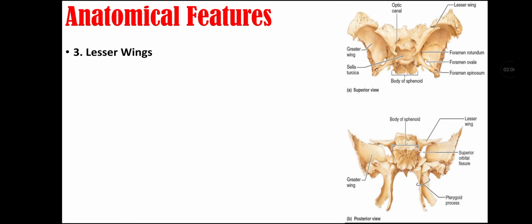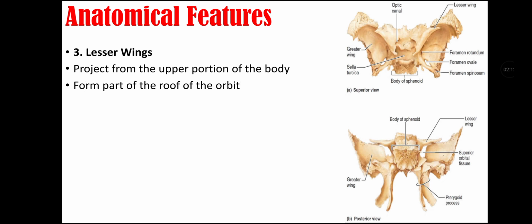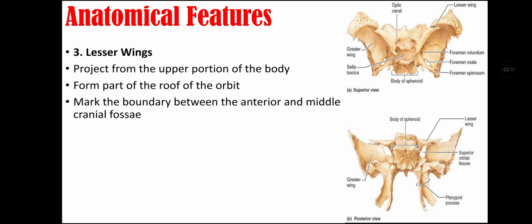Third part is lesser wing of the sphenoid bone. It projects from the upper portion of the body. It forms part of the roof of the orbit. It marks the boundary between the anterior and middle cranial fossa.